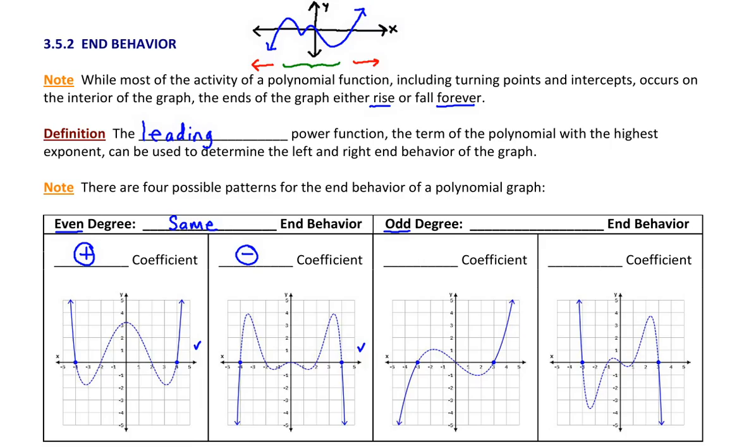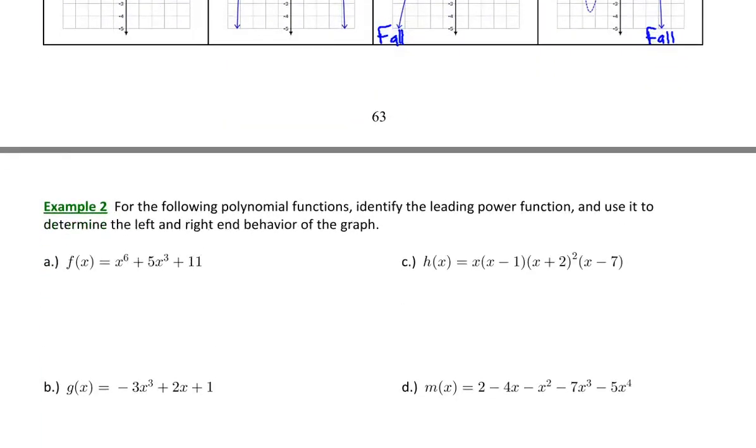In the other case, we have an odd degree leading power function. If you have an odd degree, then you can anticipate opposite end behavior. Much like our basic cubic parent function, if our leading power function has odd degree and a positive leading coefficient, then the left side is going to fall and the right side is going to rise. And we'll find just the opposite of that with a negative leading coefficient. That is, the left side is going to rise and the right side is going to fall. Let's apply these patterns to example 2.